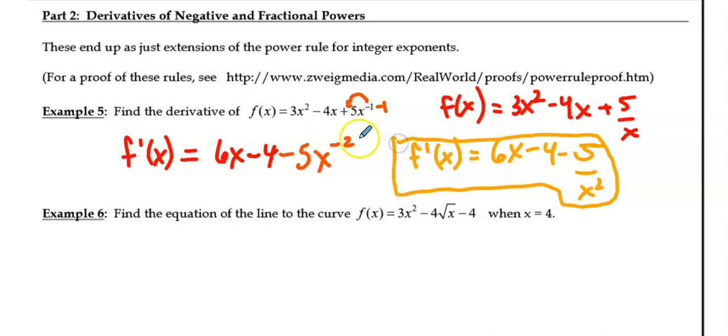So same old story. You move the exponent down, multiply by the leading coefficient, you take x, you subtract 1, and then simplify your exponent. So easy, easy, easy, pretty sweet.